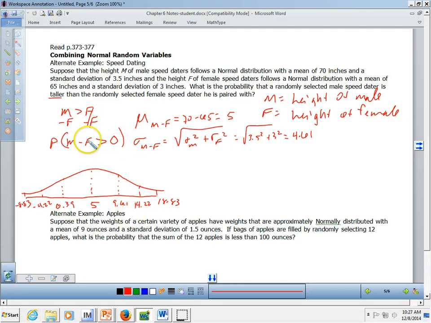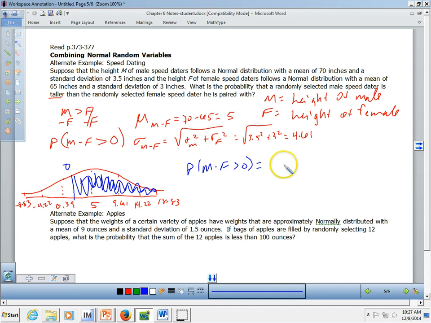Where's 0? I want male minus female to be bigger than 0. Well, 0 is going to fall about right here, right? And so I want that difference to be bigger. This is where all the males are going to be taller than the females. Why is there a negative portion of this curve? Because it is entirely possible for a female to be taller than a male, and therefore the difference be negative. Okay? But right now, I just want to know the probability of male minus female being bigger than 0.